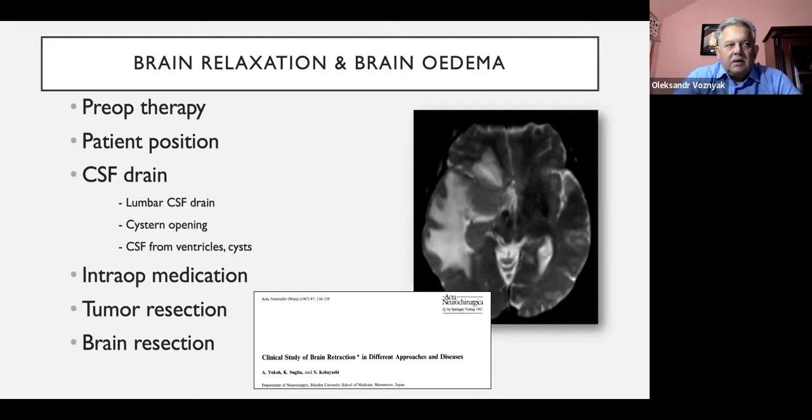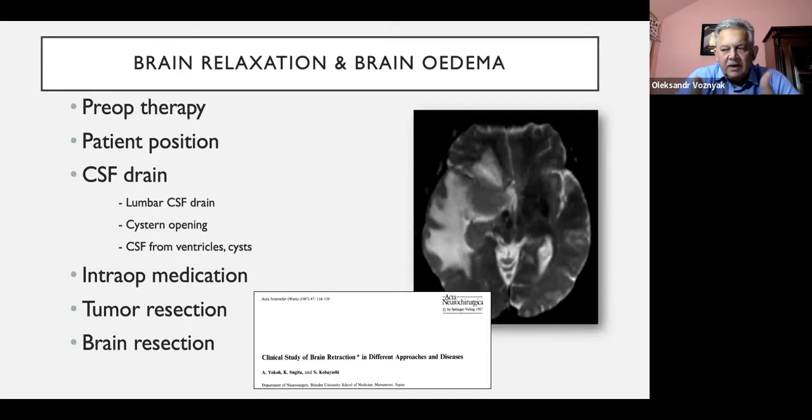Also, we can obtain the CSF from ventricles and from cysts. We have not used the puncture of ventricles in our practice for many years, but sometimes it could be helpful during some accidental cases. We can use this. Also, we can drain the CSF from the lamina terminalis. Also, must remember about it. Intraoperative medication is sometimes helpful, but usually I do not rely on it much. Sometimes we ask for hyperventilation, someone asks about some bolus steroids, but it works, but do not rely on it in your practice.